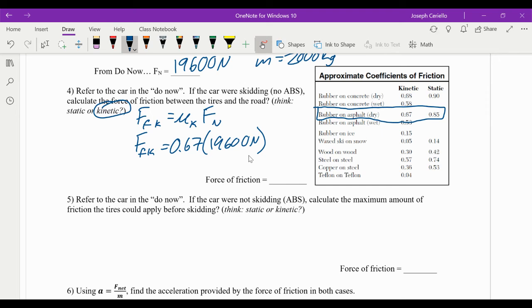Let's see. I got mine here. 0.67 times 19,600. We're going to get 13,132 newtons. Don't worry about sig figs there. That number is just fine for us.